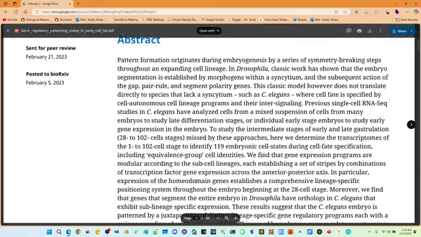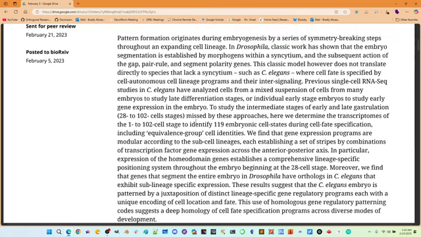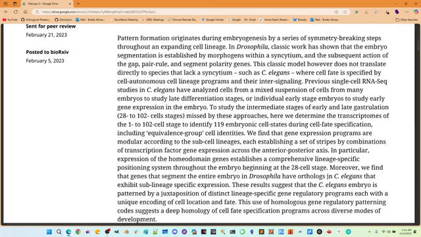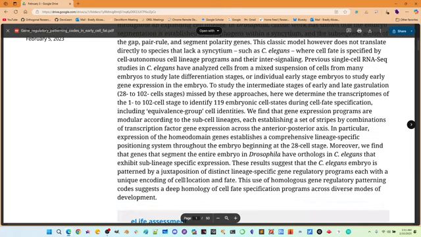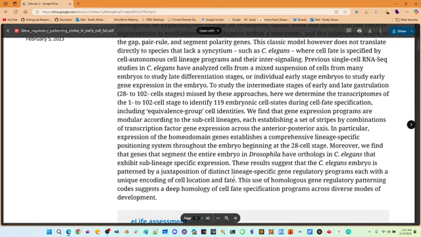In particular, expression of the homeodomain genes establishes a comprehensive lineage-specific positioning system throughout the embryo, beginning at the 28-cell stage. So we actually get this sort of positional information, or this positional independence of these cells. And so we already start to see that here, and it involves some of the homeodomain genes we see in the striping in Drosophila. So moreover, we find that genes that segment the entire embryo in Drosophila have orthologs in C. elegans that exhibit sublineage-specific expression. These results suggest that the C. elegans embryo is patterned by a juxtaposition of distinct lineage specification genes, regulatory programs, each with a unique encoding of cell location and fate.